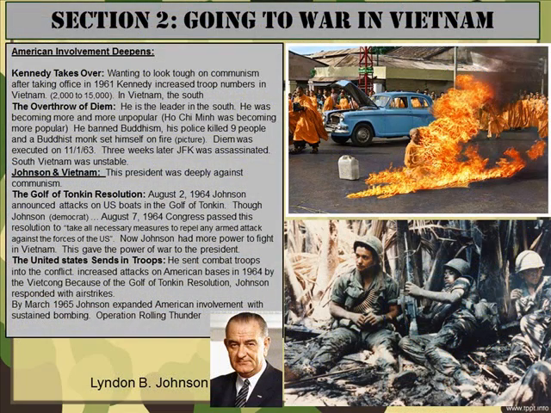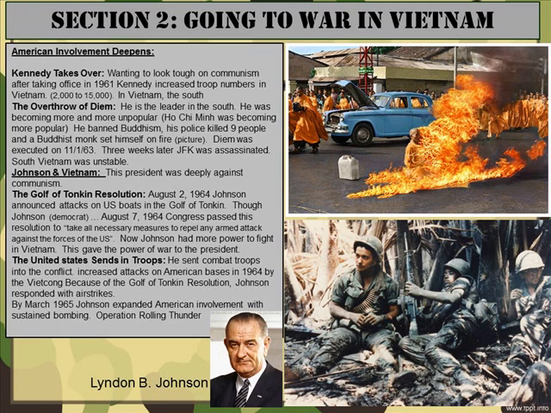We're going to go on to section 2 here, which is going to war with Vietnam. There are some graphic images during the Vietnam War, so be prepared for what you're going to see. One of those is the picture to the right. Kennedy takes over. Kennedy is John F. Kennedy. Wanting to look tough on communism after taking office in 1961, Kennedy increased troop numbers in Vietnam from 2,000 to 15,000.